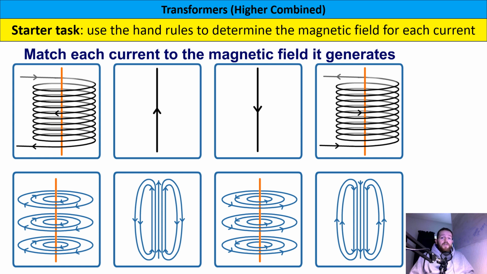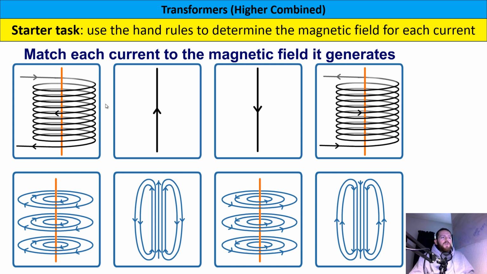This is, as you can see, for higher combined, so it applies to whether you're doing physics only, the triple, or the combined. So the first thing I want you to do is look at those current carrying wires on the top of the picture there. You can see there's one there, there's one there, there's one there, and there's one there.